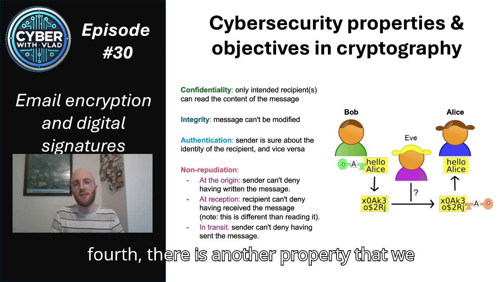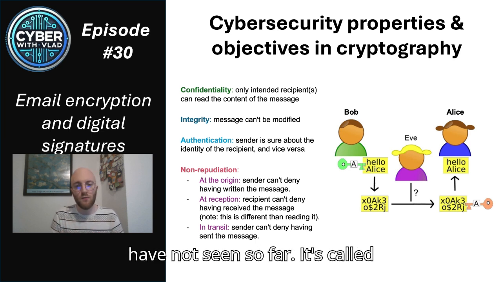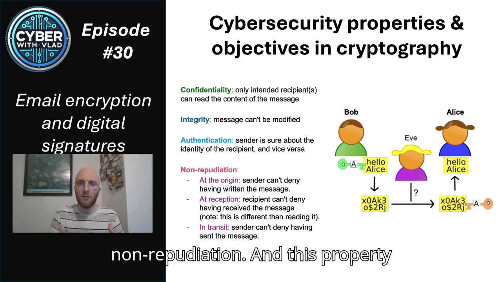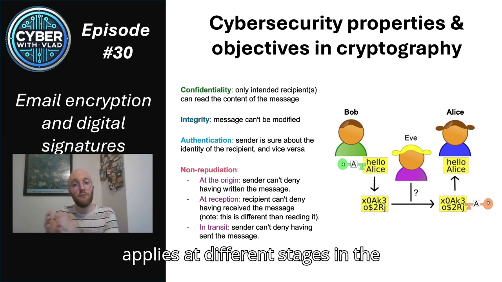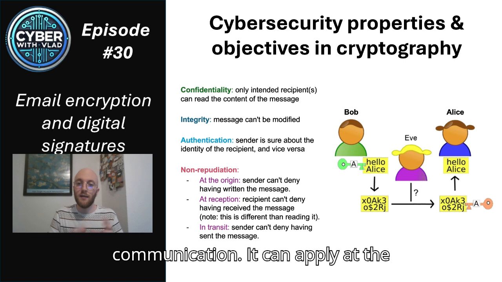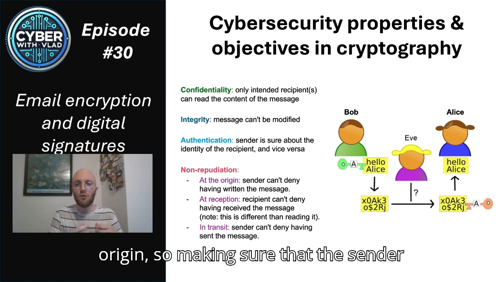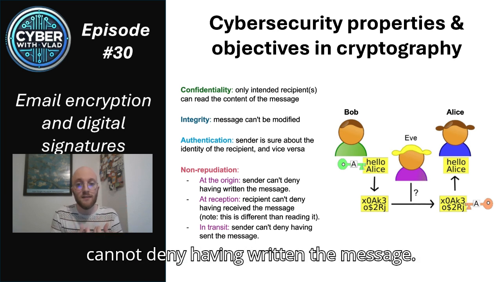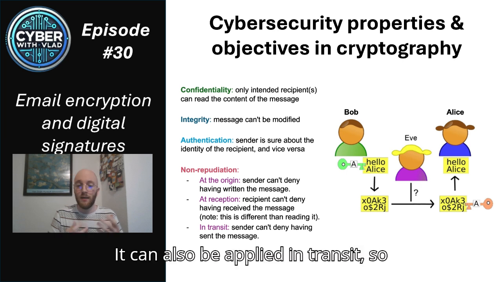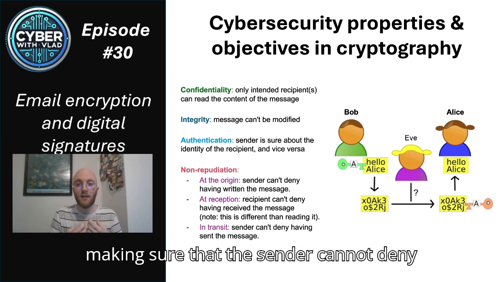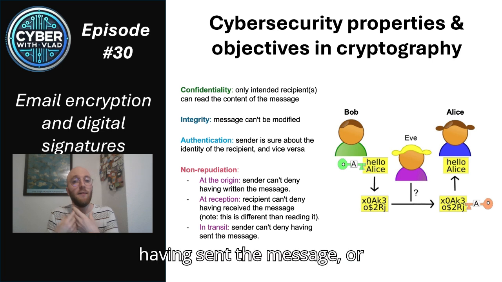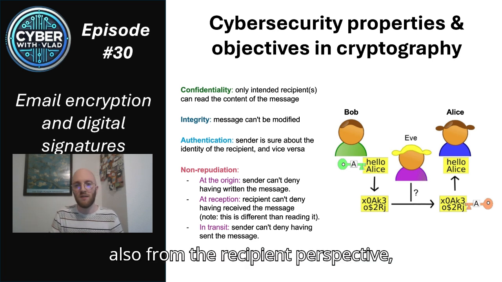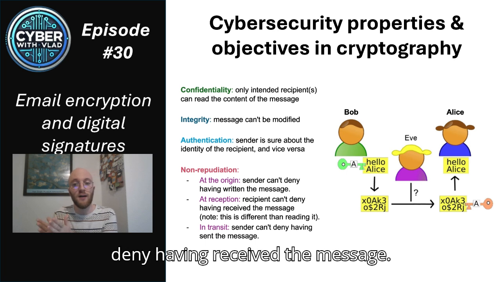And fourth, there is another property that we have not seen so far. It's called non-repudiation. And this property applies at different stages in the communication. It can apply at the origin, so making sure that the sender cannot deny having written the message. It can also be applied in transit, so making sure that the sender cannot deny having sent the message, or also from the recipient perspective, making sure that the recipient cannot deny having received the message.